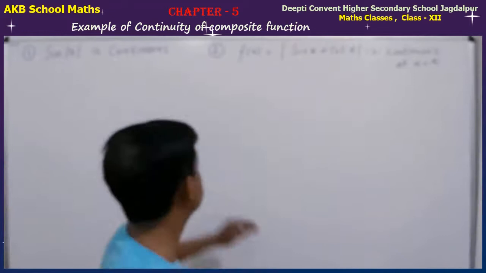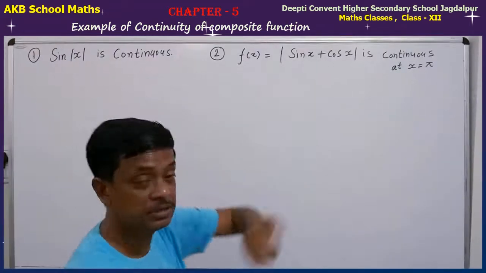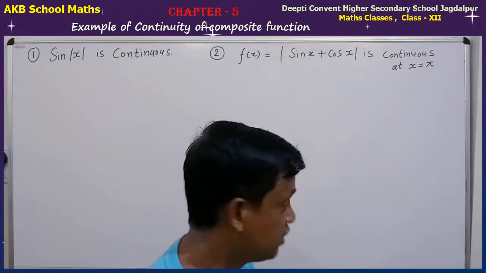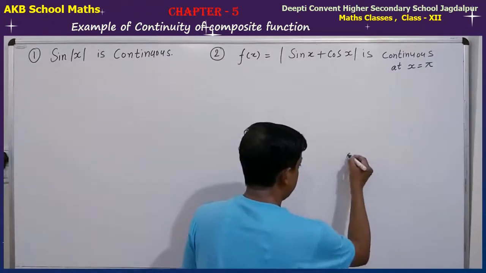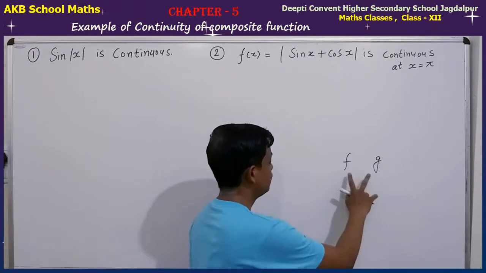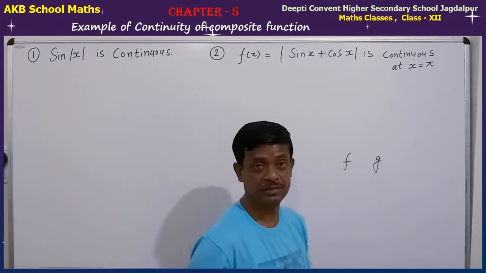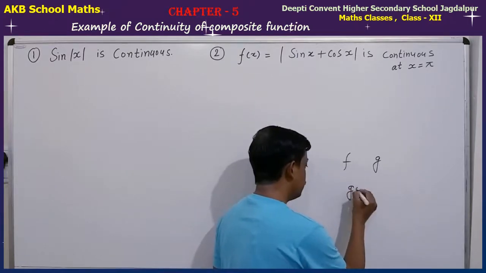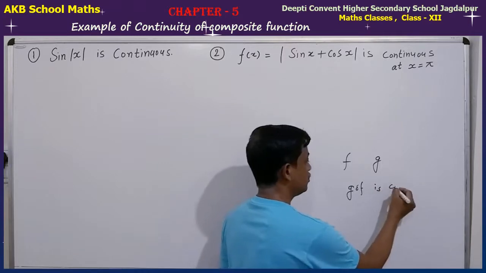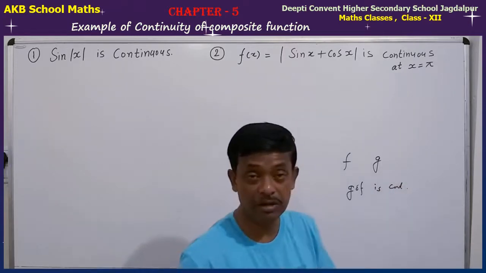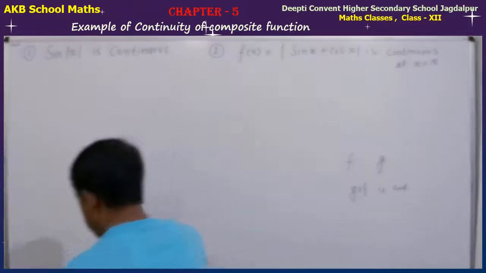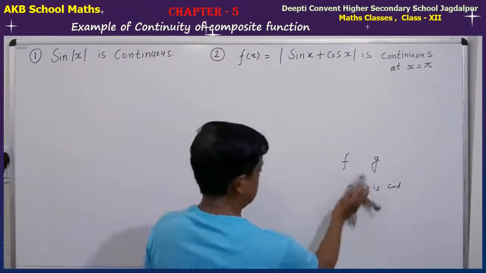So let us solve this question: sin of mod x is continuous. As we know, suppose f and g are two functions, both continuous, then the composition g of f is also continuous. This was our last property. So we use this property to solve question first.